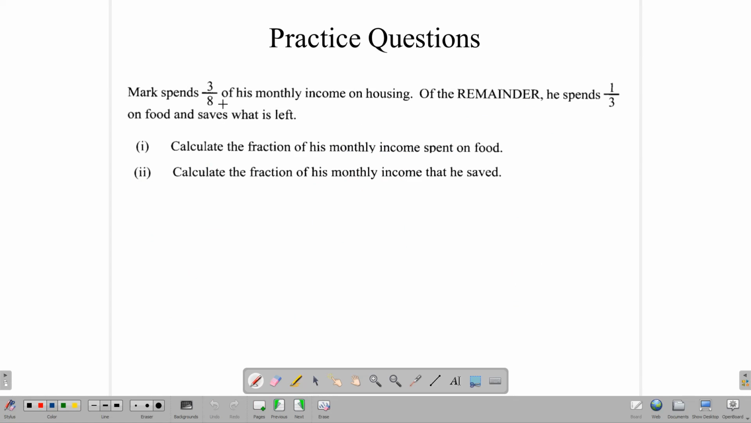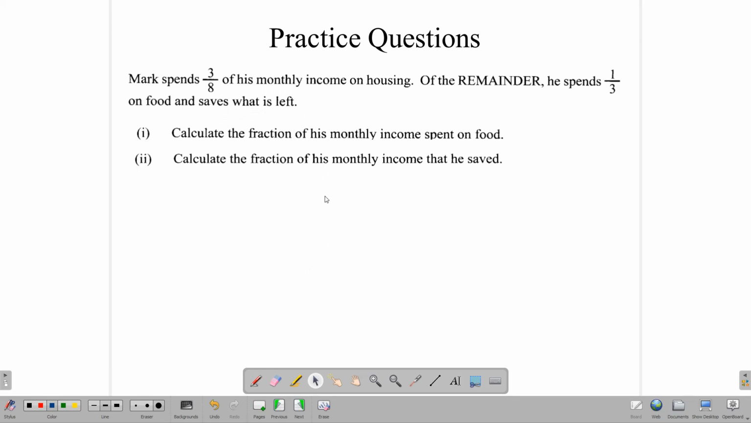Mark spends 3/8 of his monthly income on housing. Of the remainder, he spends 1/3 on food and saves what is left. We are to calculate two things: the fraction of his monthly income spent on food and the fraction of his monthly income that is saved.